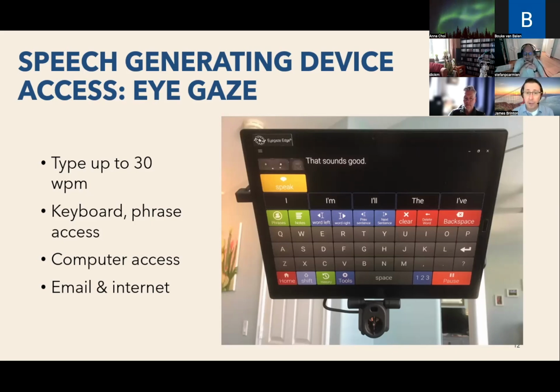With an eye gaze device, using your eyes as the keyboard and mouse, you can control a computer. You can surf the internet. You can check your email. You can go on Amazon and shop. You can go on Facebook and connect with your loved ones on social media. And using these devices, we've seen many people who write books and tell their life story using an eye gaze communication device.